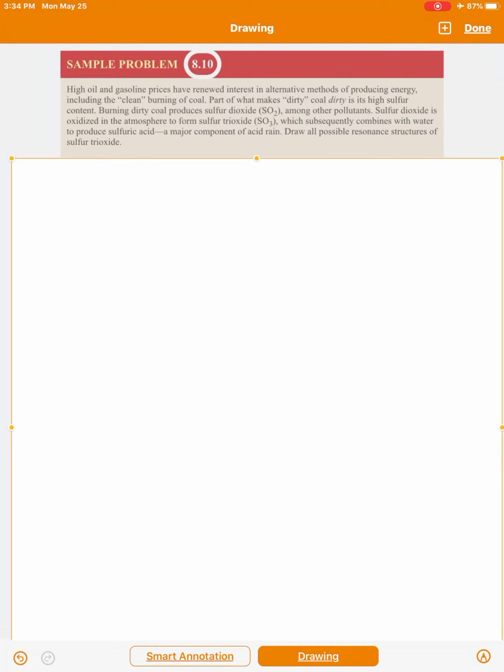Draw all possible resonance structures of sulfur trioxide. So we're just going to do sulfur trioxide, not dioxide, so SO3. So let's begin by doing the skeletal arrangement. When we do Lewis structures and we're doing resonance investigations, the arrangement of the atoms, which are represented by the symbols, will always be the same. So we're not going to move the symbols around. We're just going to move lone pairs and bonds around.